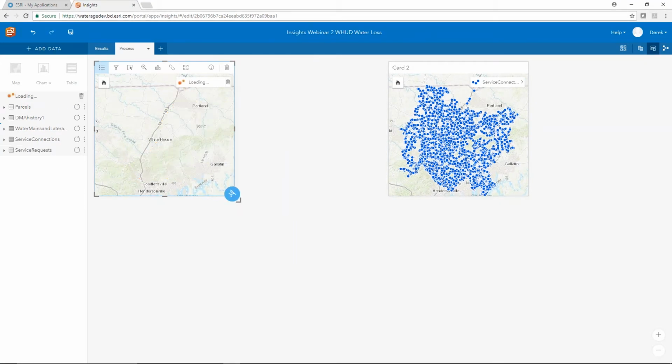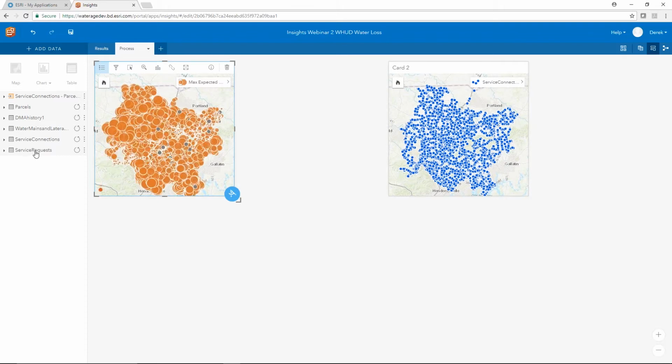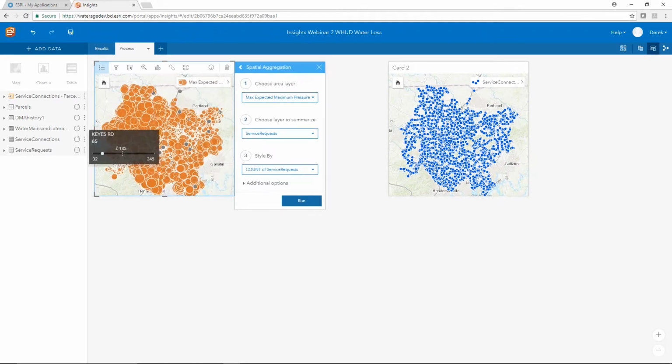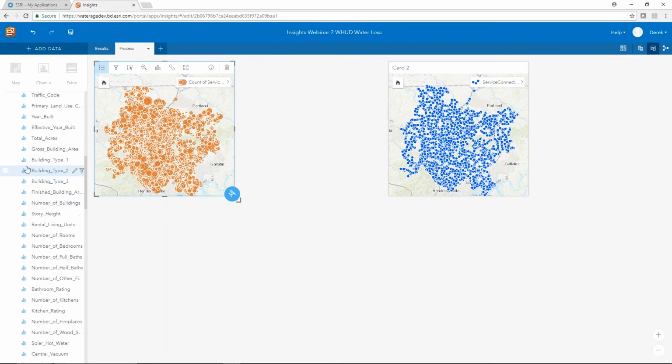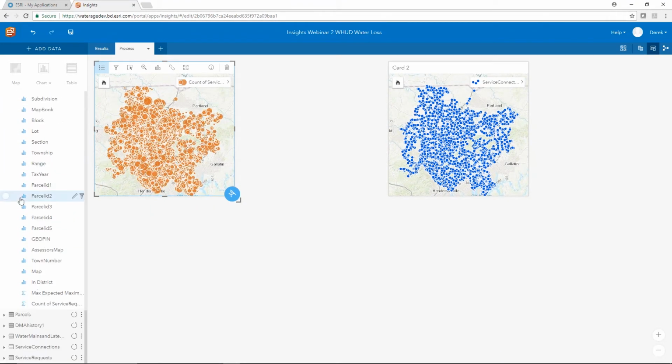So what this aggregation is doing is taking the expected maximum pressure for each service connection and burning it onto the underlying parcel geography. The reason we're doing that is so that we can perform a second aggregation with our service requests to also give us a count of the number of service requests on each one of those parcels. So what we've done here is spatially aggregated two data sets together on a third polygon geography.